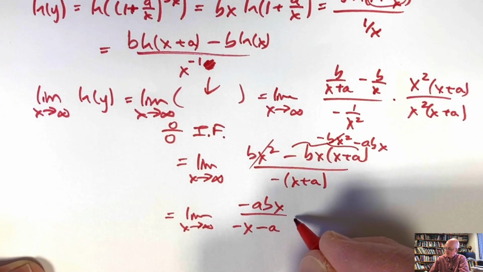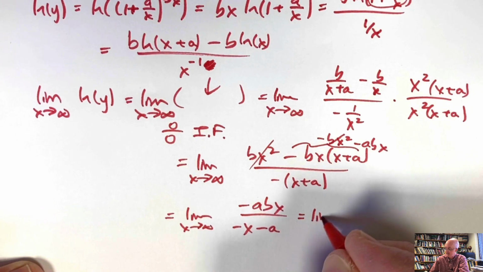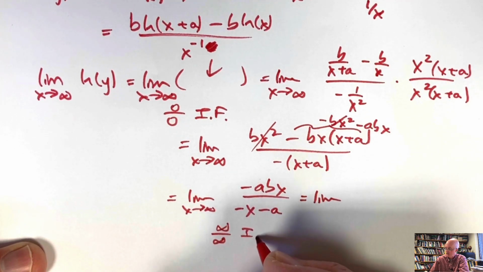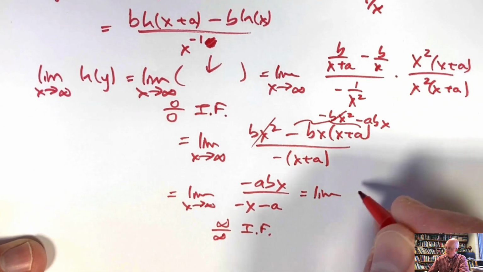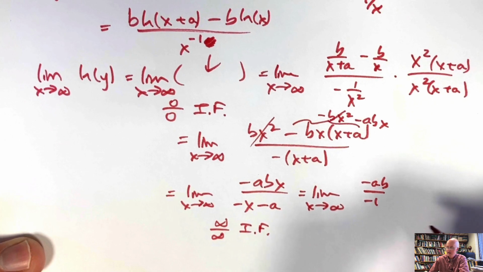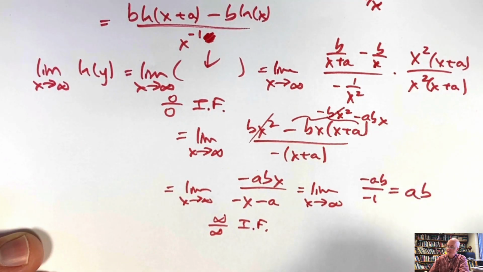We could use L'Hopital's rule again. We don't have to. This is a rational function where the degree of the top and the bottom are the same. But I'll go ahead and use L'Hopital's rule again. This is an infinity over infinity indeterminate form. Take the derivative of the top and the bottom individually, get negative a over b over negative 1. The negative signs cancel, leaving you with an answer of a times b. That's not the final answer, though.